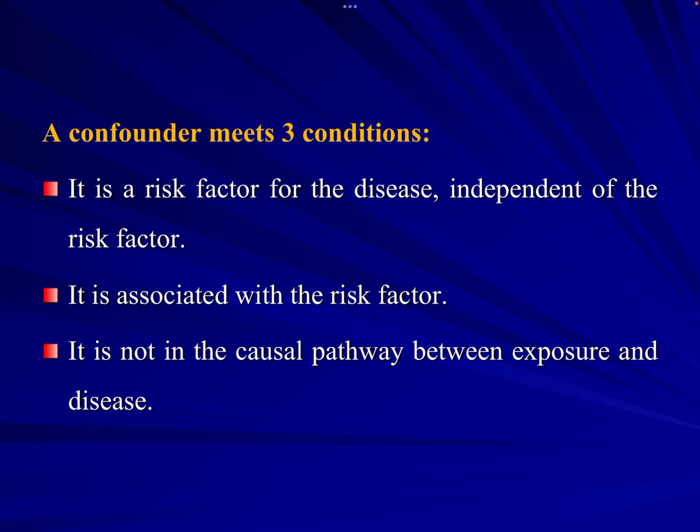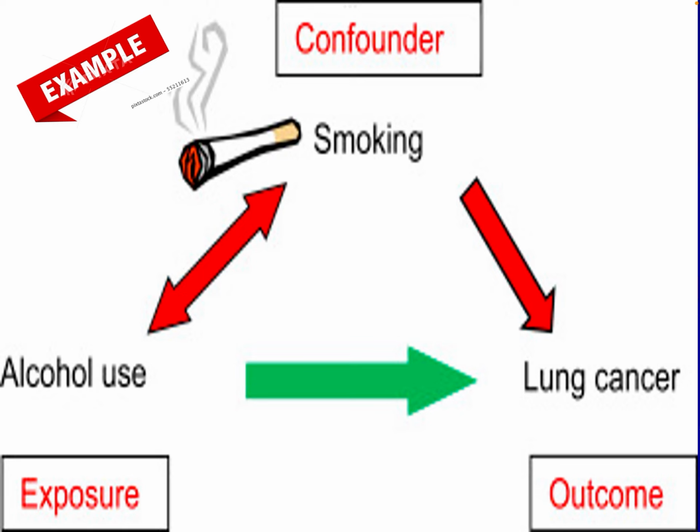The presence of a confounder can lead to inaccurate results. A confounder meets 3 conditions. It is a risk factor for the disease independent of the risk factor. It is associated with the risk factor and it is not in the causal pathway between the exposure and the disease. So, when we are considering the alcohol use and lung cancer, smoking, which is a confounding factor, may affect the result of our study.